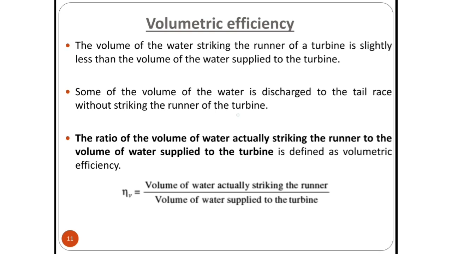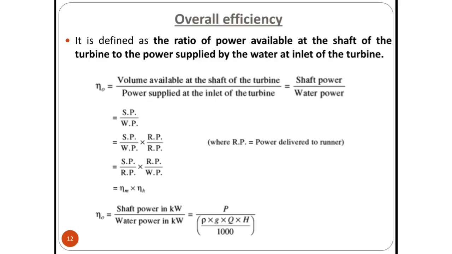The ratio of the volume of water actually striking the runner to the volume of water supplied to the turbine is called volumetric efficiency. So we can express it as eta V is equal to the volume of water actually striking the runner divided by the volume of water supplied to the turbine at the inlet.